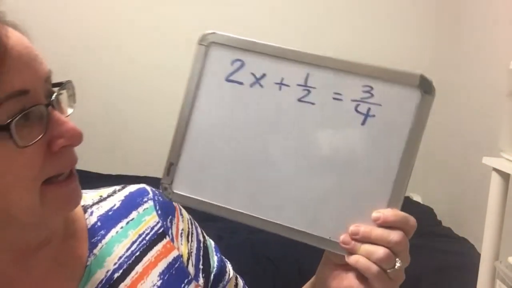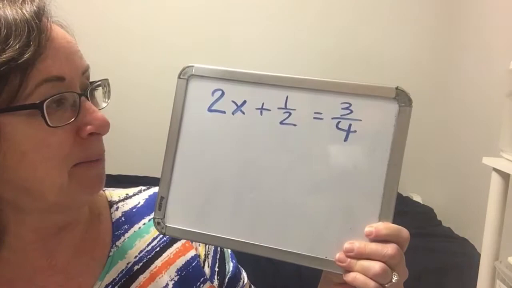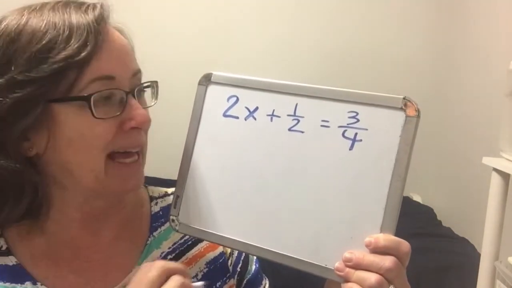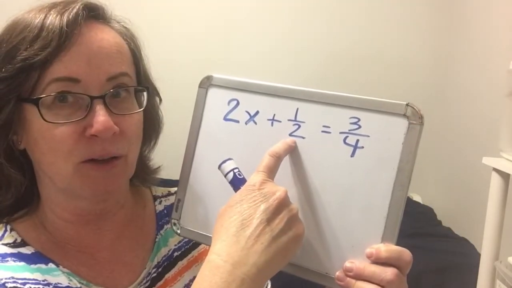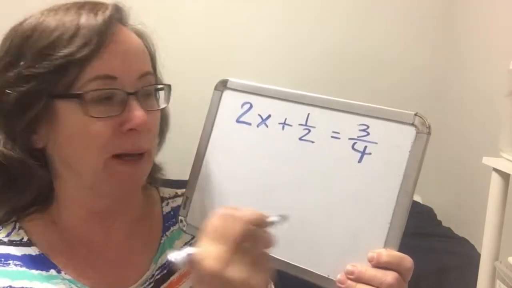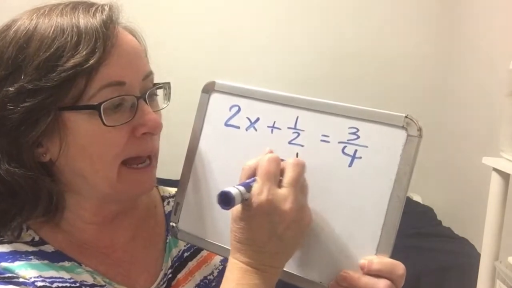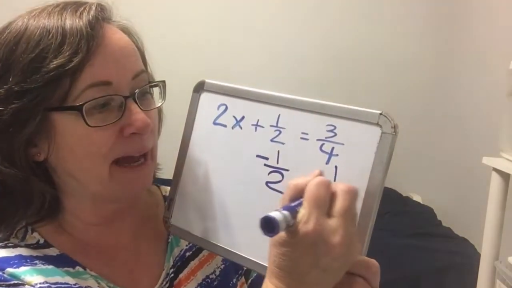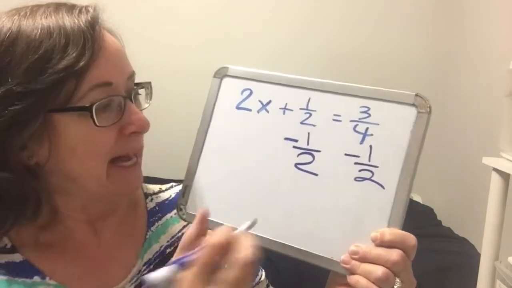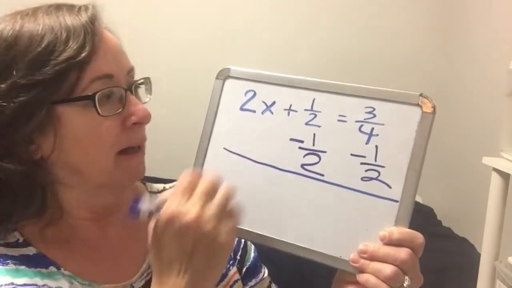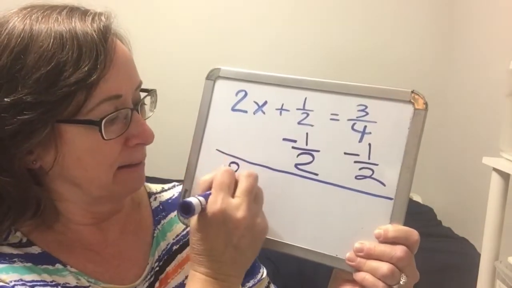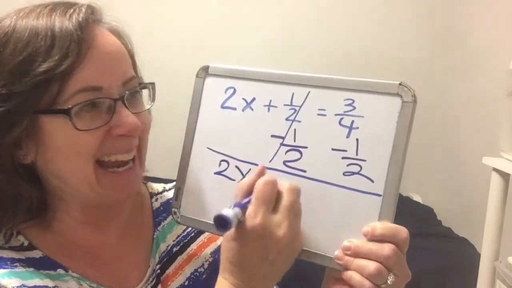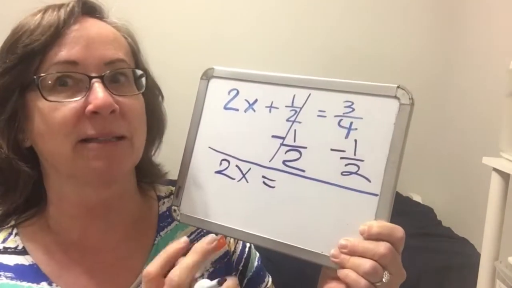Okay, so on this one, we have a problem that has fractions in it. So we want to get rid of the 1/2. So what if we subtract the 1/2 or add a -1/2, either way, and subtract a 1/2 over here? Okay, now what's going to happen is I get a 2x on the left. This cancels out, makes it a little bit easier. But now I've got a 3/4 minus a 1/2.